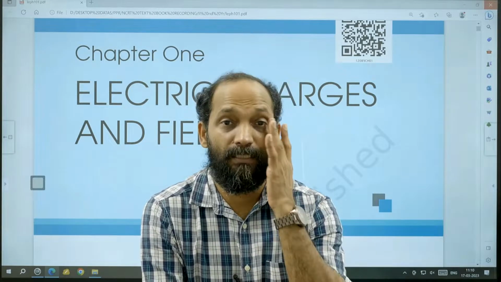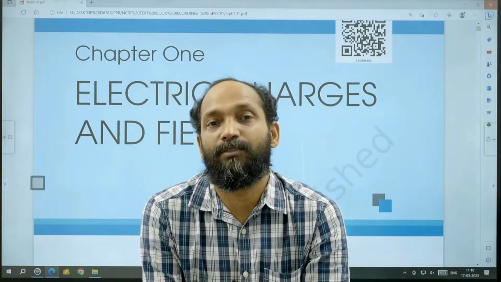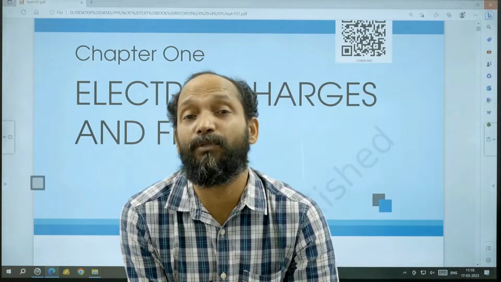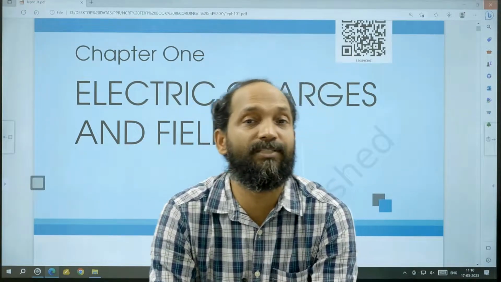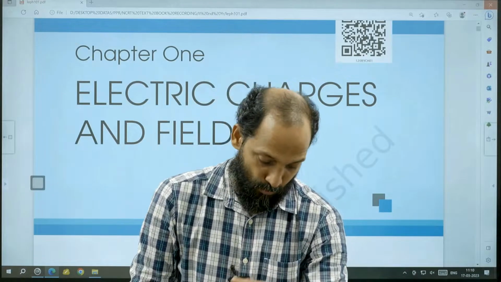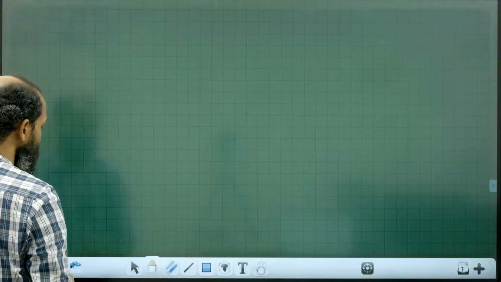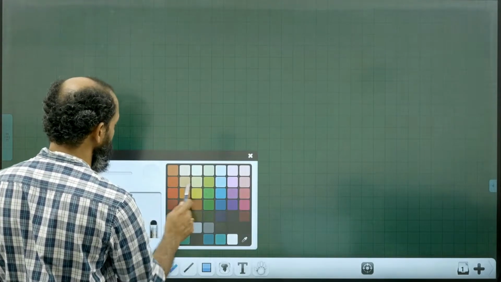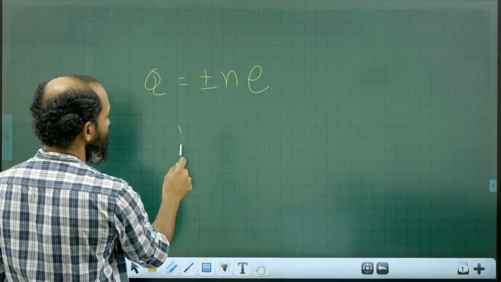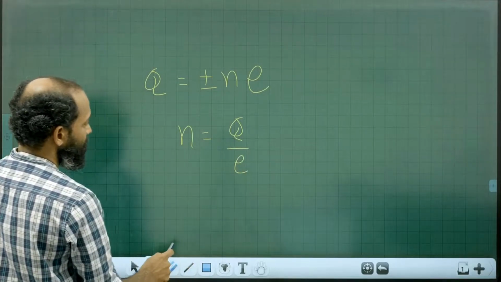Second property, quantization of electric charge. Quantization means the total charge of a body can be written as an integral multiple of the basic unit of charge, and in our syllabus, that is the electronic charge. If the total charge is Q, and N is the number of excess or deficient electrons, then Q can be written as plus or minus Ne. From that you can find N as Q divided by e.